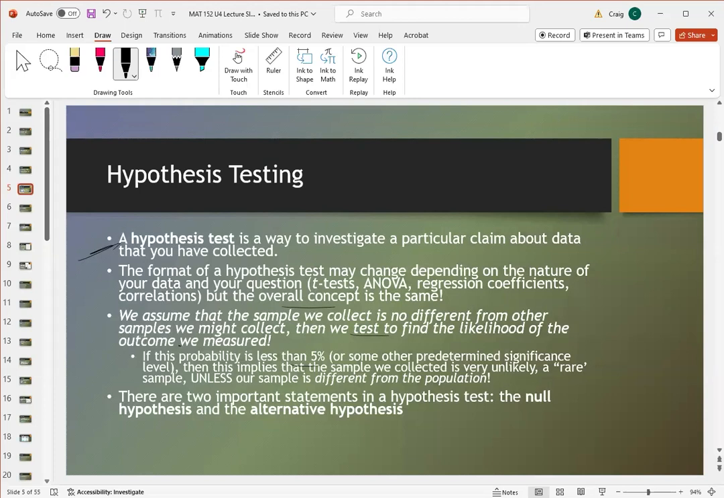And so if we're talking about average height, but we randomly chose a sample of everybody who was basketball players and they were all 7 feet tall, and we compared the mean to the population mean, that's going to happen less than 5% of the time. That tells us either it's a rare sample or there's something different about the sample.